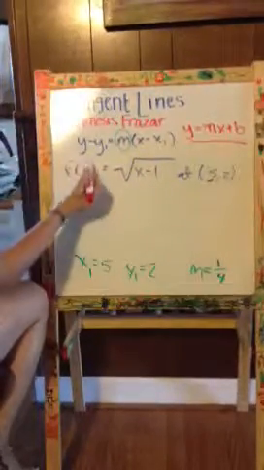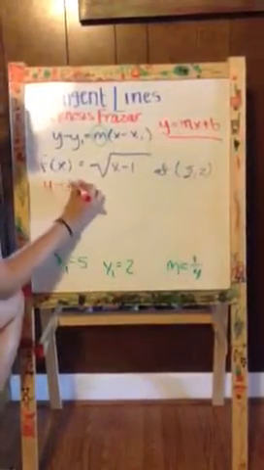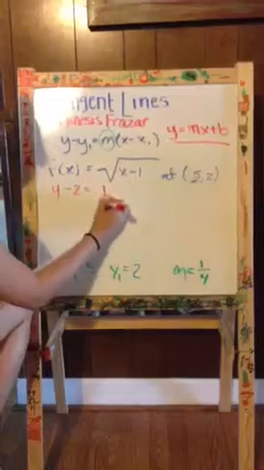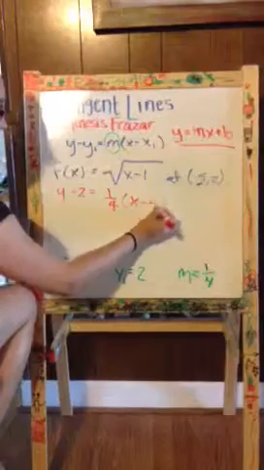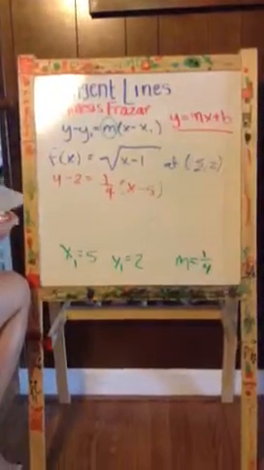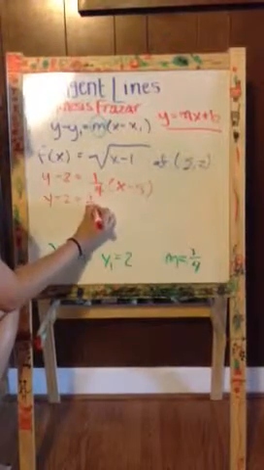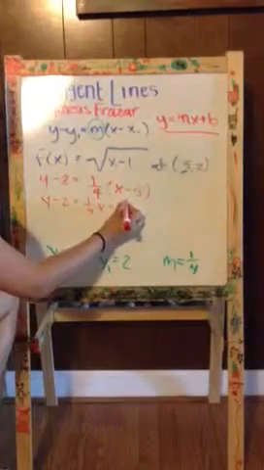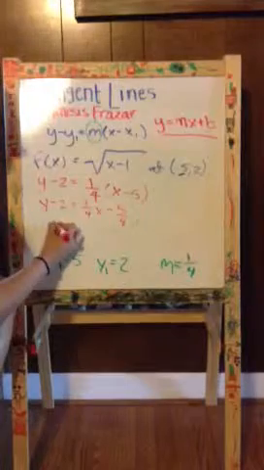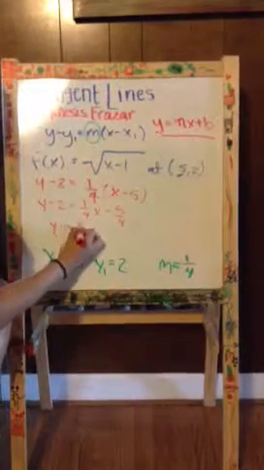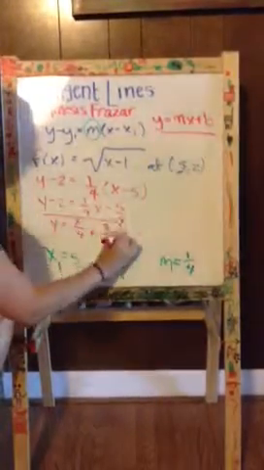So now to plug it into the tangent line formula, y minus 2 equals m, the 1/4, times x minus 5. Then we will distribute it as done in the previous problems. So y minus 2 equals 1/4 x minus 5 over 4. And your ultimate answer is y equals x over 4 plus 3 over 4.